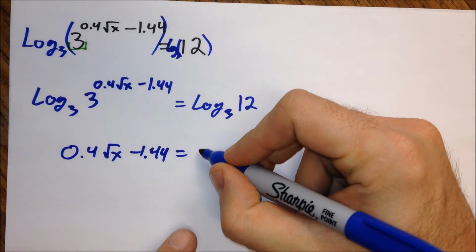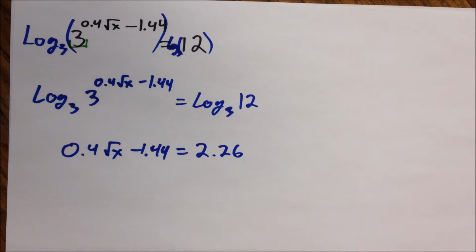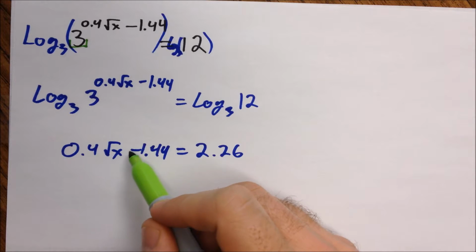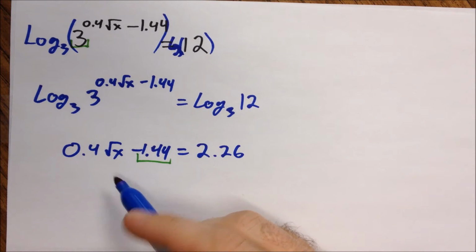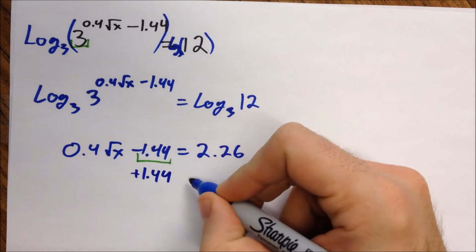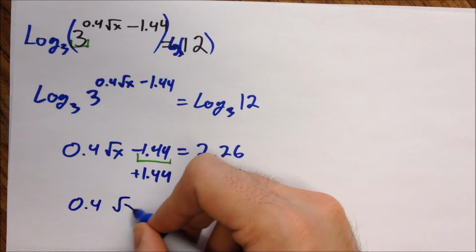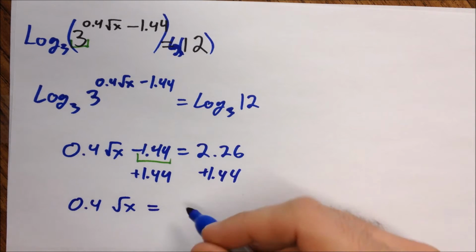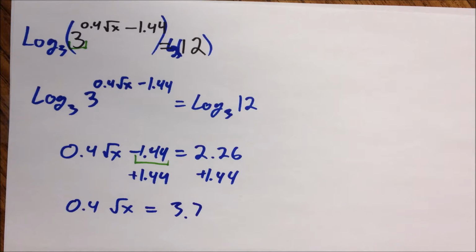I'm going to go ahead and type it in my calculator and get 2.26, realizing that this number actually continues much longer. Now as I look at this equation, I have to decide what is the next piece to be taken off. I see we have 0.4 square root of x minus 1.44. This minus 1.44 is the outermost part. It's the last thing to interact with the x. So I'm going to add 1.44 to both sides. That's going to give me 0.4 square root of x is equal to, I have to add 2.26 and 1.44, and that's going to be 3.7 or 3.70, which I'll just leave right there.